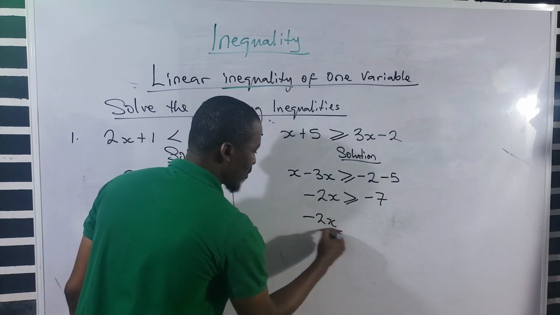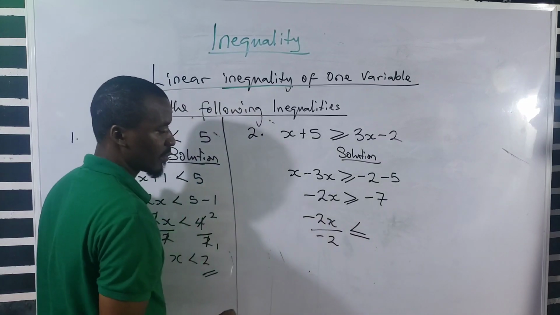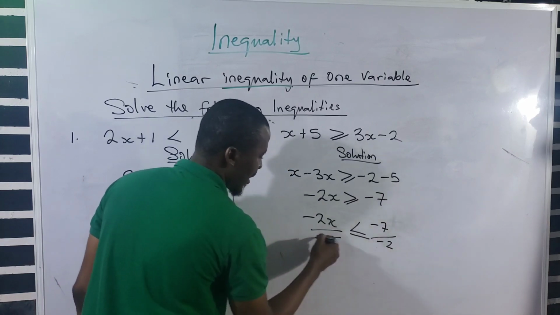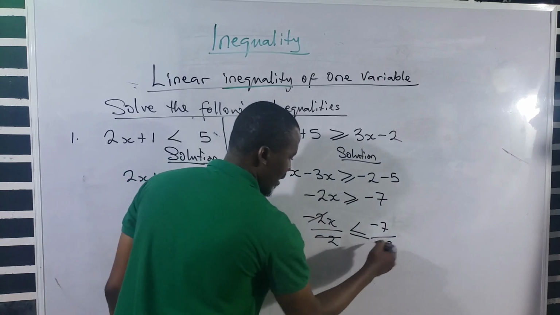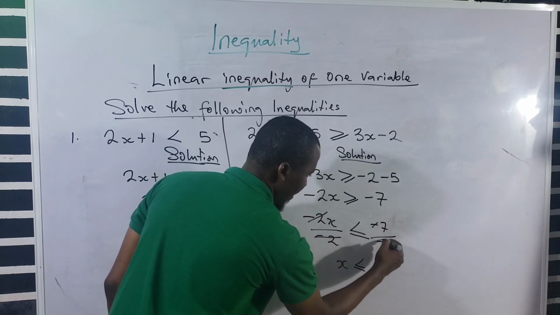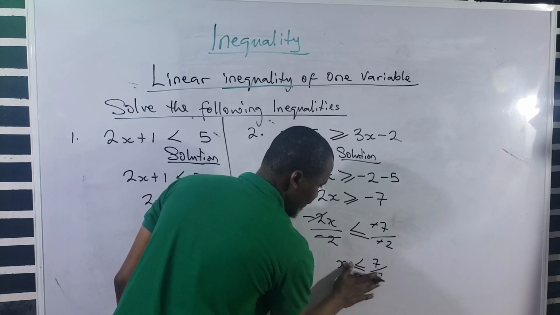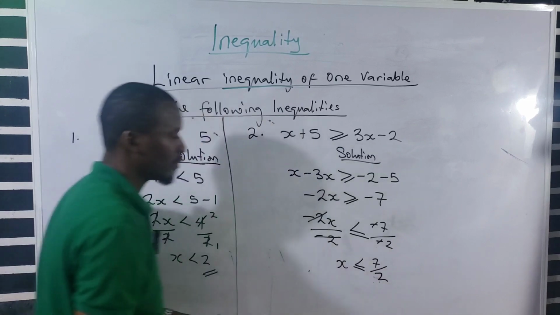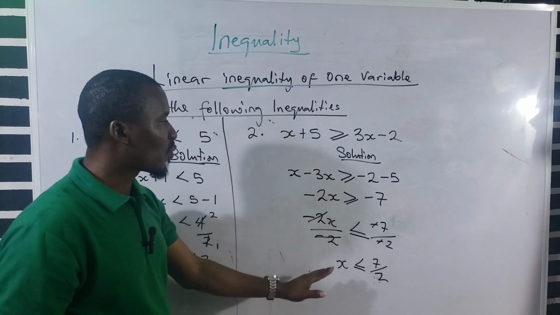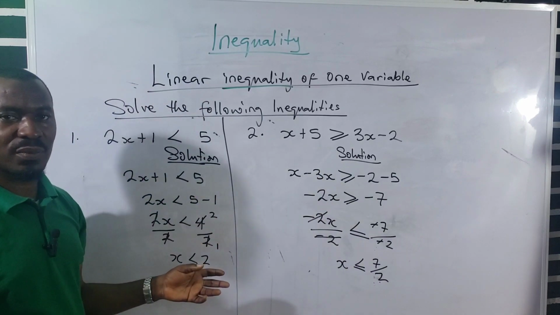-2x over -2, it will not change to this. -7 over -2. -2 will cancel out -2 here. That will give us x ≤, minus divided by minus will give us a positive number. So I have 7 over 2. So you can see the only difference between an inequality and an equation, which is equality.